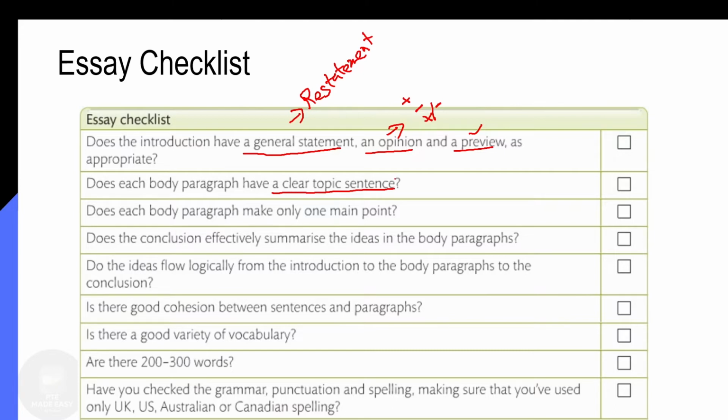That is, the main idea must be there for each body paragraph, and it needs to be clear. Each body paragraph makes only one main point, that is, you do not write positive and negative, or agree or disagree, or advantage or disadvantage in the same paragraph to compare between them. You keep them separate. The conclusion effectively summarizes the ideas. So basically, when you write a conclusion, rather than taking a side, you need to present both of the sides. And the rest of the things are quite regular stuff, whether they flow properly, have cohesion, good variety of vocab, and all those things.